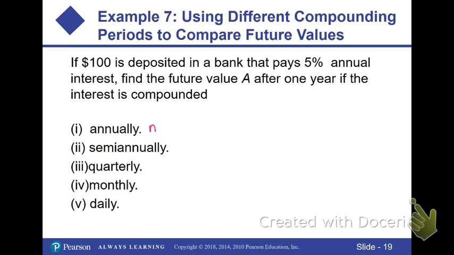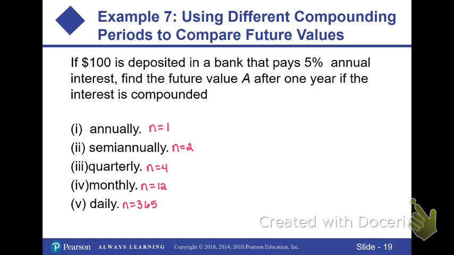All right, so for annually, it's once a year, so N is 1. Semi-annually, semi is twice, so twice a year. Quarterly, it's 4 times a year. Monthly is 12. And daily, my N will be 365. So we'll work each of these the same. We're just going to change our N value.